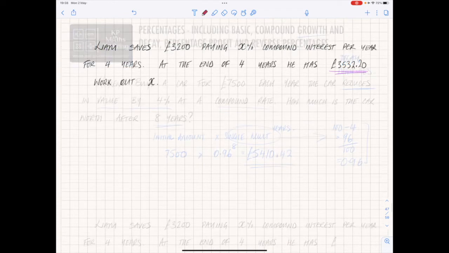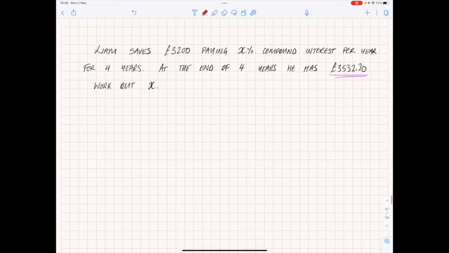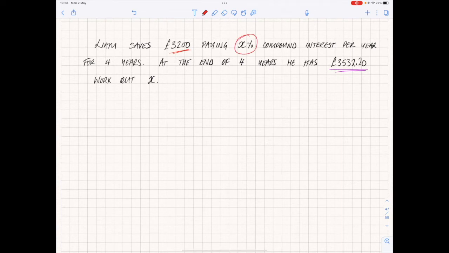Okay, so if we look at this one now, what we'll see is that the question is written ever so slightly differently. What we're now saying is Liam saves £3,200. So we know that this is my initial investment here, but we don't know what the percentage is. So that to us is something that's unknown. We know it's compound interest, so we know we're going to be using the indice as a power per year for 4 years. So that'll be my power I'm looking at.